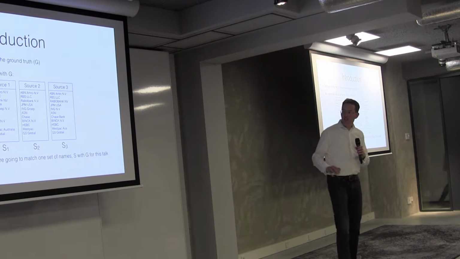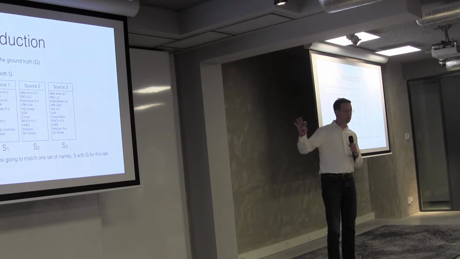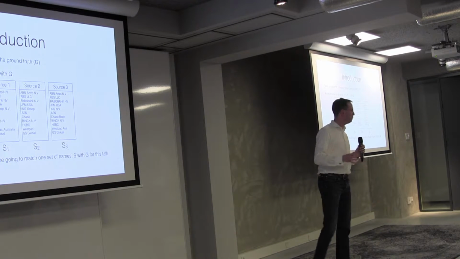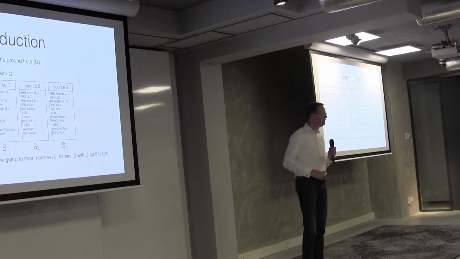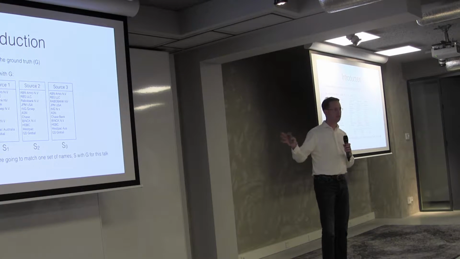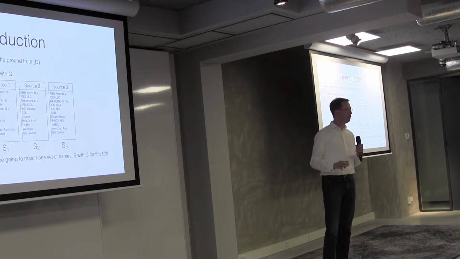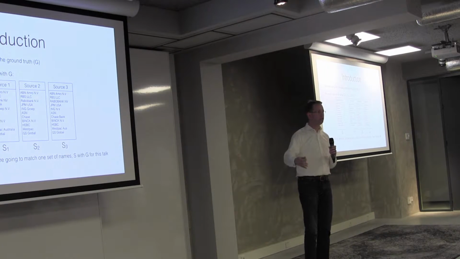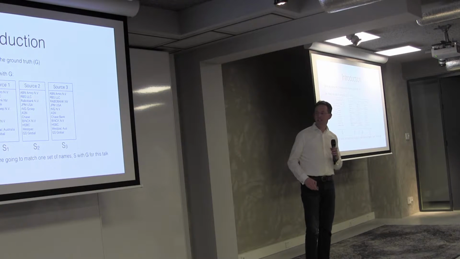Some definitions. We have some ground truth table. We call that G, which coincides with the name we use for that internally. And we have some sources we would like to match to that. We call them S1, S2, S3, but without loss of generality, let's refer to those as G and S. G is the ground truth table, S is the source we get in.